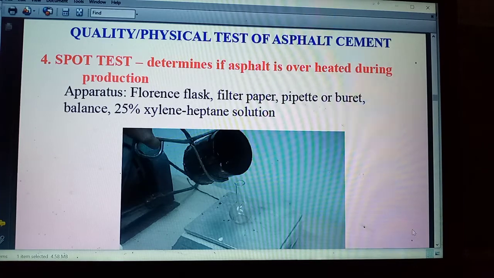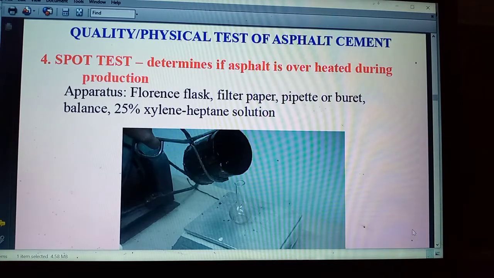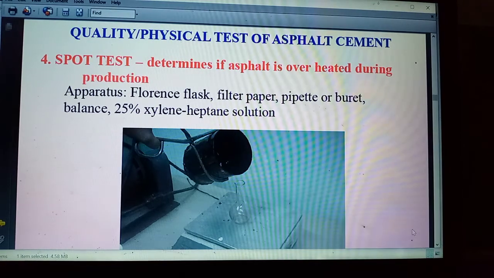Okay, so let's proceed about quality and physical test of asphalt cement. Okay, so ito yung pang-apat na test na i-discuss natin. It is about spot test. So, okay, so spot test, ginagawa natin tong test na to to determine if asphalt is overheated during production.